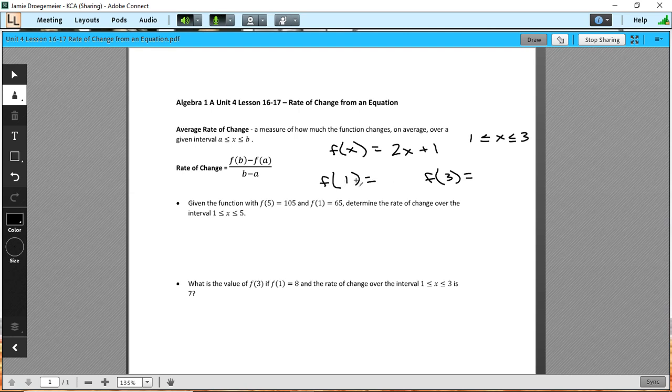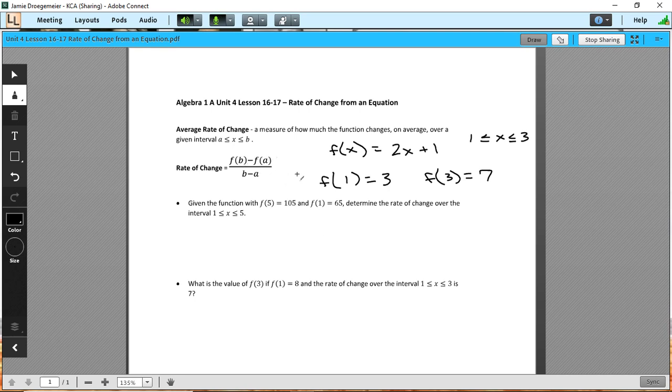Well, f of 1, that's just going to be what do I get when I plug in 1 for x? Well, 2 times 1 is 2. 2 plus 1 is 3. So f of 1 is 3. F of 3, that's going to be what is the value of the function when x equals 3. Well, 2 times 3 would be 6. 6 plus 1 is 7. So once I know what f of 1 and f of 3 are, then I can go ahead and plug those into my rate of change formula.